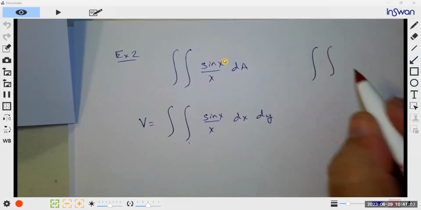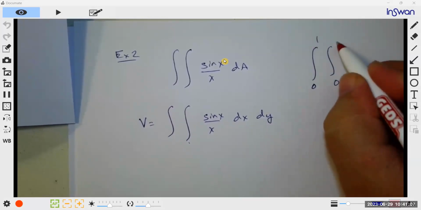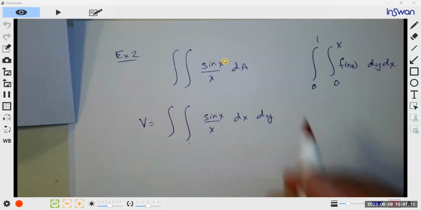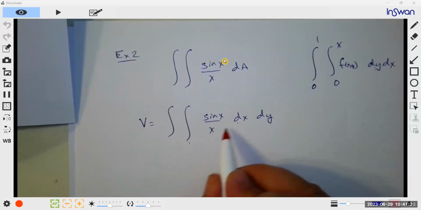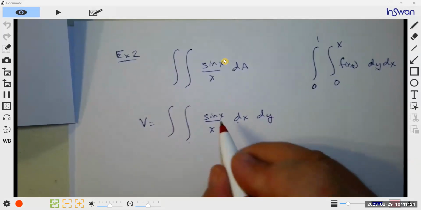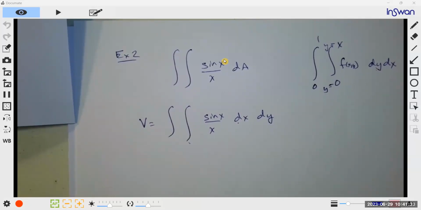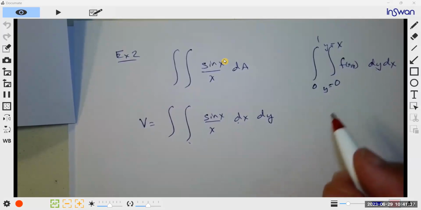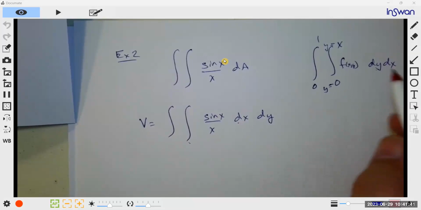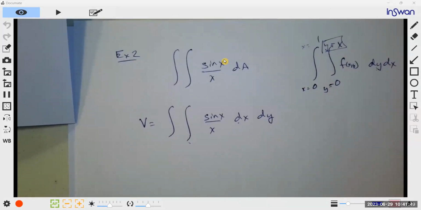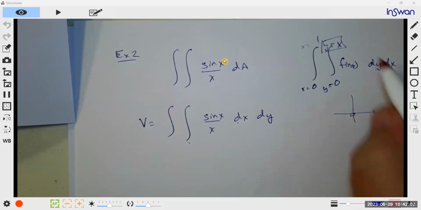Originally, we had these bounds, 0 to 1, and then 0 to x. Now we switched from dy dx to dx dy. The bounds that we're looking at here: we had y equals 0 and y equals x, and then 0 to 1. So this is x equals 0, x equals 1. We know x equals the y of x, y equals x, but in our graph, remember, x went to 1.